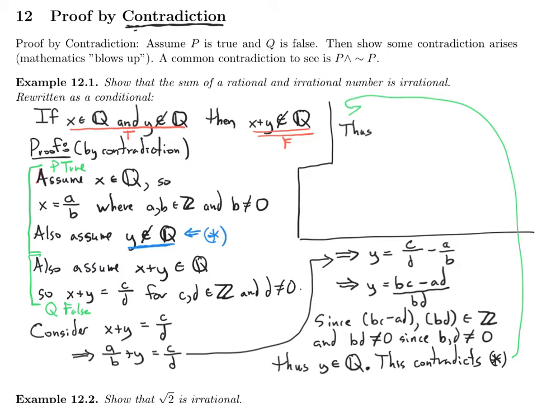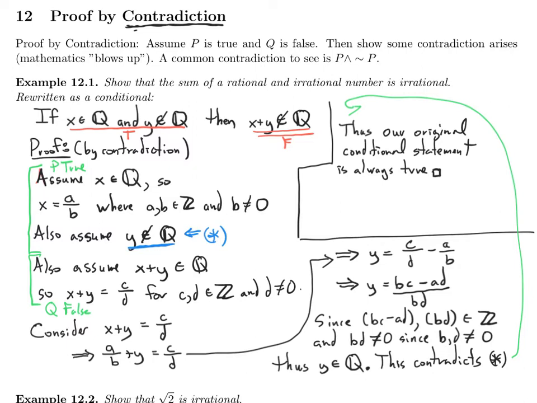Contradictions are never true. Thus, our original conditional statement is always true. And we're done.